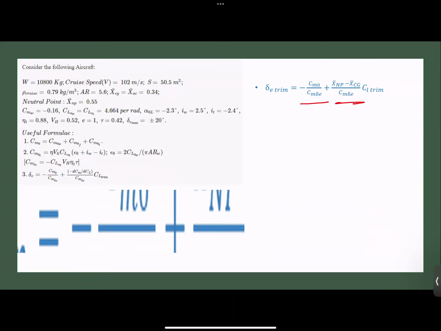CM naught of the entire aircraft was, I think, 0.0679. CM delta E we have, it is minus 0.8956. We found it out in the previous questions. Then X bar NP minus X bar CG, the previous question gave us 0.21. CM delta E is the same. And CL trim is the first thing that we solved, so that is 0.51. And this gives us an overall of 0.09. So yeah, that is also straightforward.